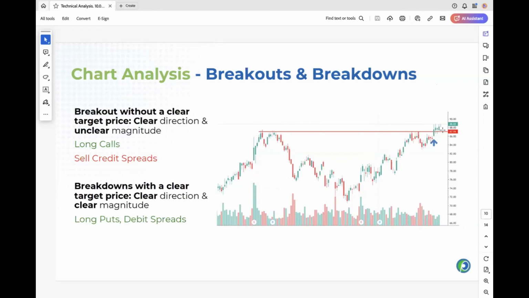But the crux of this: if you see a breakout out of the trend, but there is no magnitude, it might be okay to sell a bull put spread here, where you're profitable as long as the security stays exactly where it is or right above, or a long call where the sky is the limit. One has higher probability of success than the other, and there is different risk versus reward. And if there's a breakdown, then the inverse is true. It's just the inverse side.